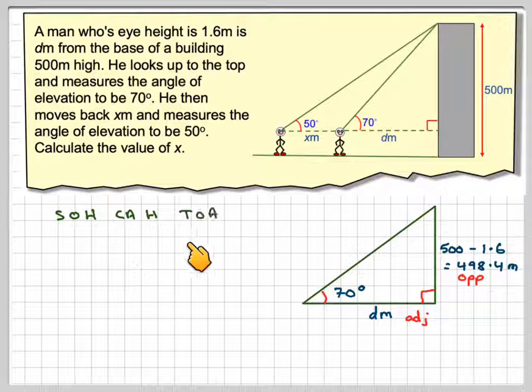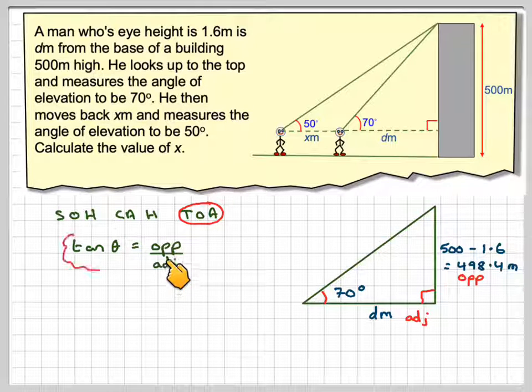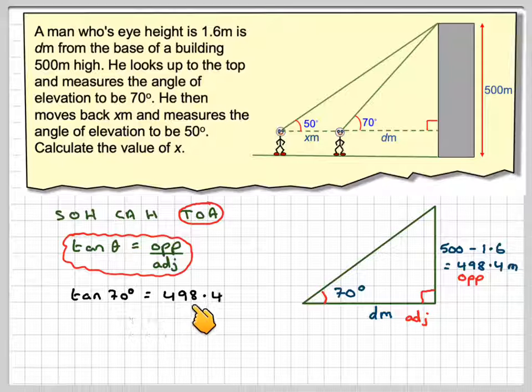Using SOHCAHTOA, we've got the angle, opposite and adjacent, so it's going to be TOA. Therefore tan theta is opposite over adjacent. Therefore tan of 70 is 498.4 divided by the adjacent side, which is d. Now to make d the subject, you take d up here and take the tan 70 down here. So d will be 498.4 divided by tan 70.